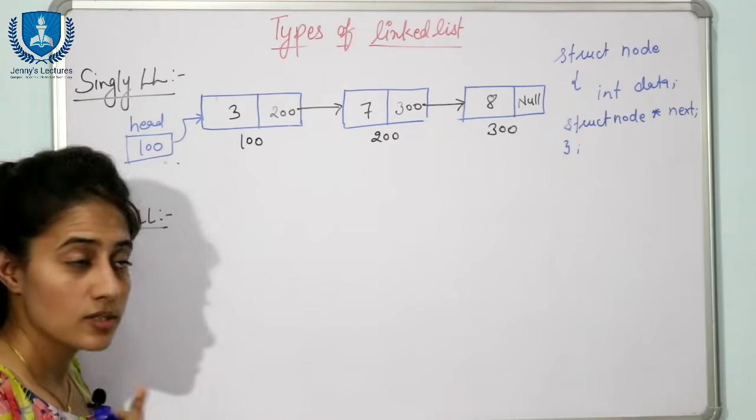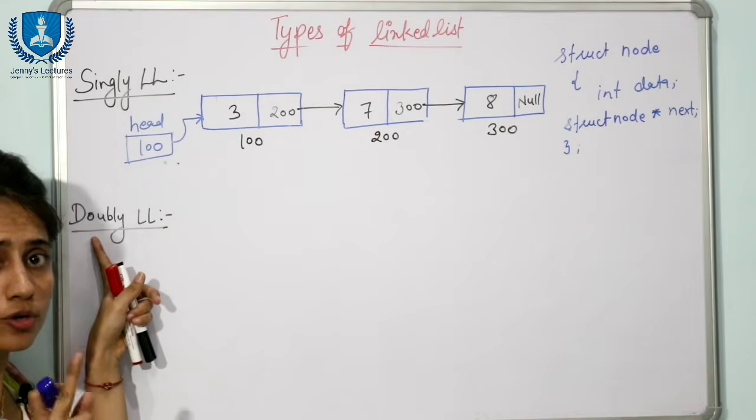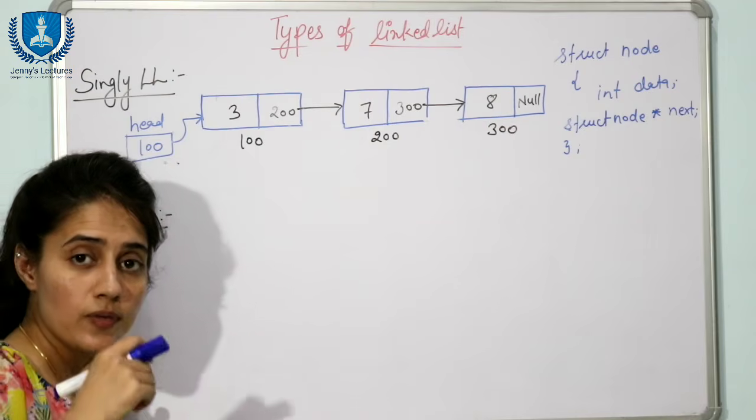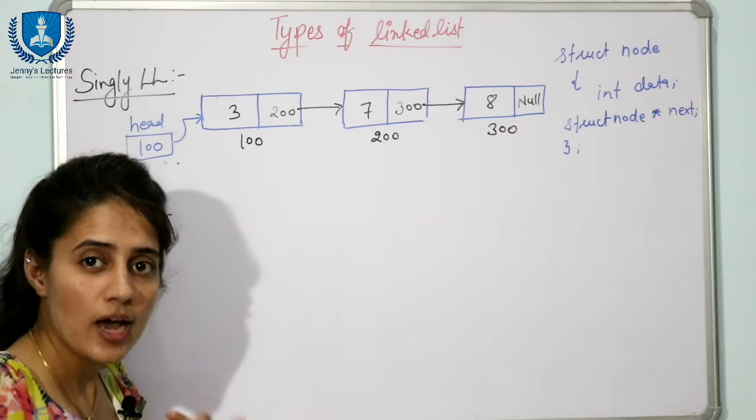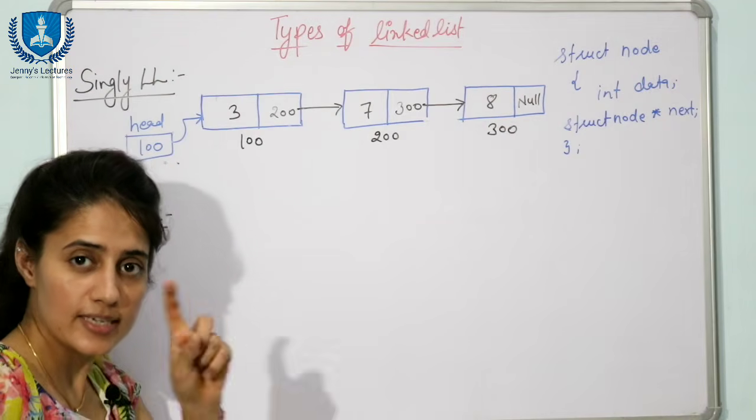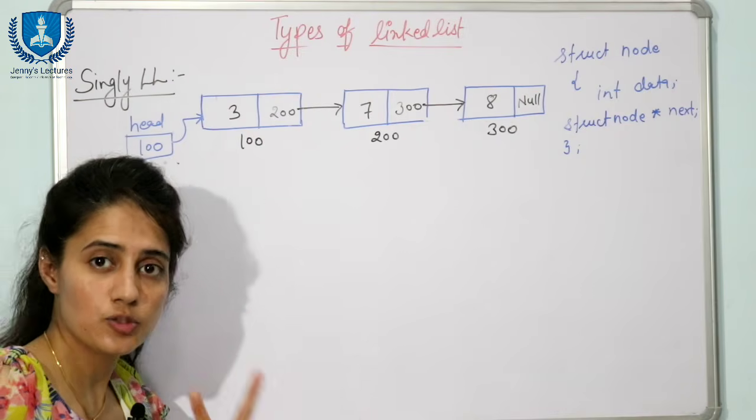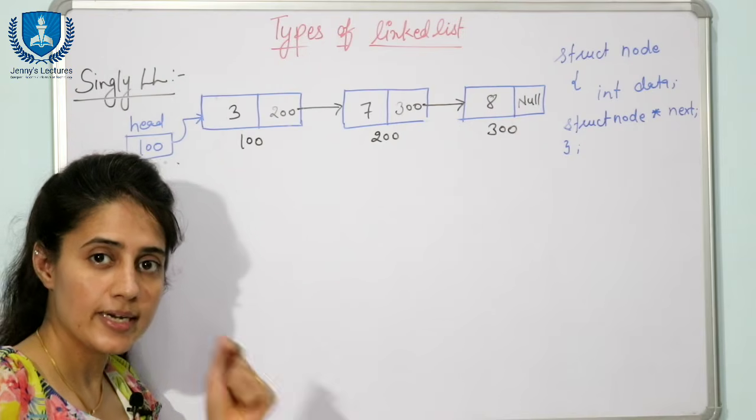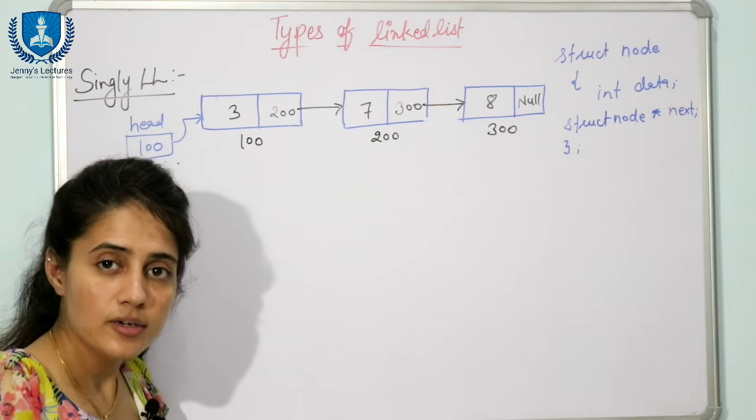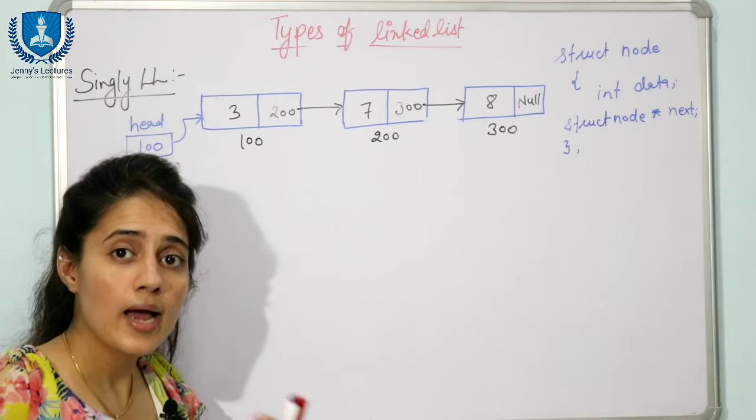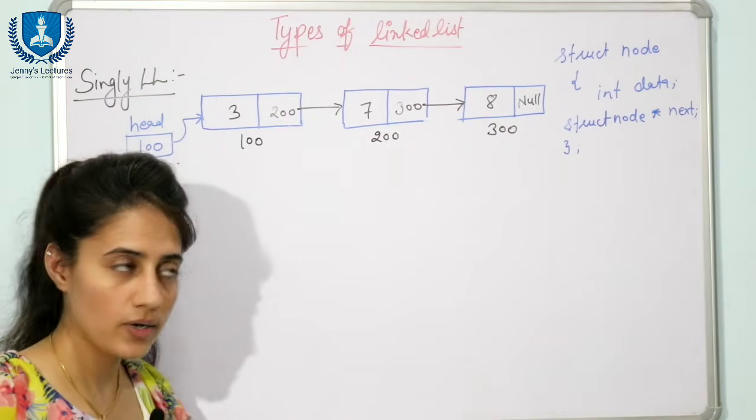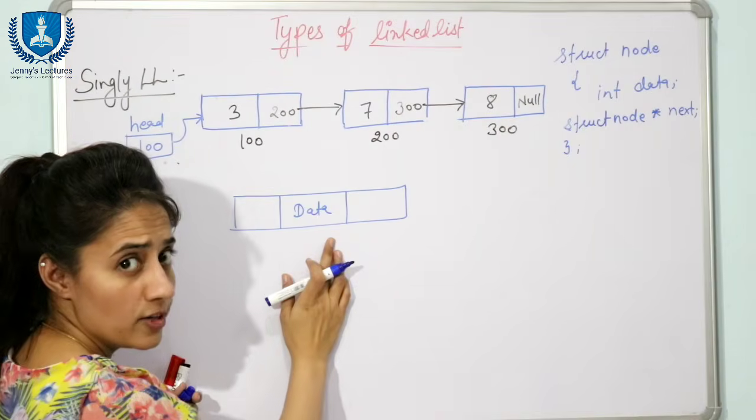As the name suggests, a doubly linked list is going to have a double pointer, 2 pointers. So in this case, each node has 3 parts. One is the data part and 2 address parts. Or you can say each node has a data part, a pointer to its previous node, and a pointer to its next node. 2 pointers would be there. Something like this, 3 parts would be there.